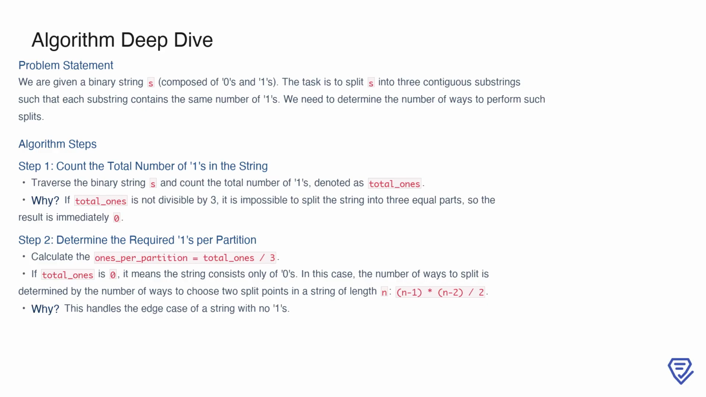Next, we calculate how many ones each partition should contain, which is given by ones_per_partition equals total_ones/3. If total_ones is 0, the string contains only zeros. In this special case, the number of splits is determined by the formula (n-1)(n-2)/2, which calculates the combinations of 2 split points within the string. This ensures we handle edge cases properly before moving forward.